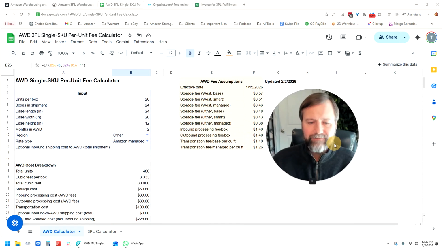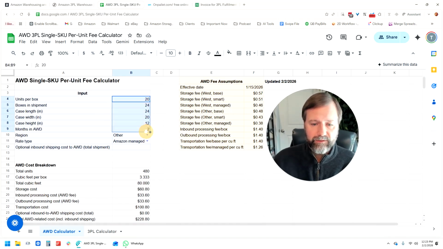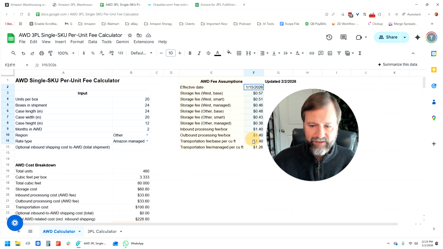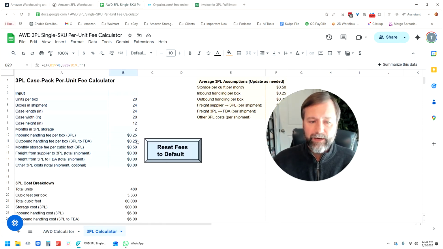I wish I could give you a more exact cost for this. With AWD, I can give you an exact cost. Once we have the dimensions of your case pack, I can give you the cost that it's going to be, and that's not going to change until Amazon increases its fees again, which of course we know in Amazon world always happens at some point. But your 3PL is going to be much harder.